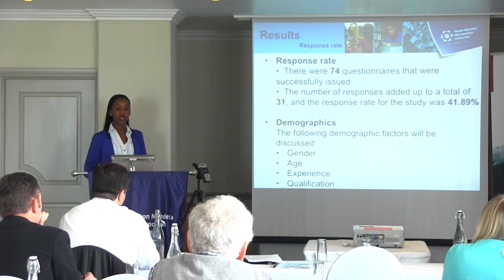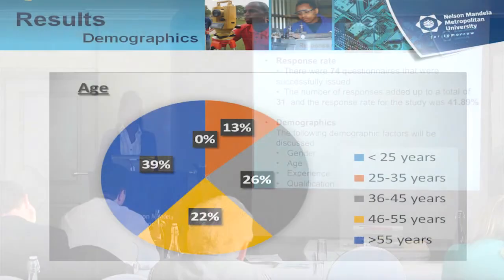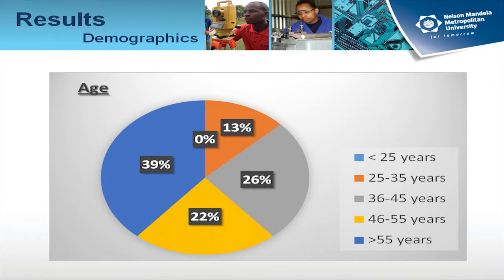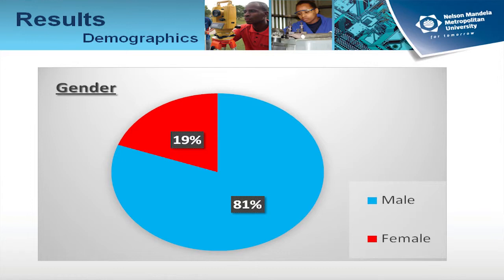The gender, age, experience, and qualifications of the respondents. In terms of age, 39%, which was the biggest group of the respondents, were over 55 years old. The second highest percentage was 26%, which is the age bracket of 36 to 45. And then the rest were either 25 to 35 years old or 46 to 55. None of the respondents were under 25 years old. As we can see from this room, there are more men than females, and so was the case in my study. 81% were all male, and the remaining 19% were female.